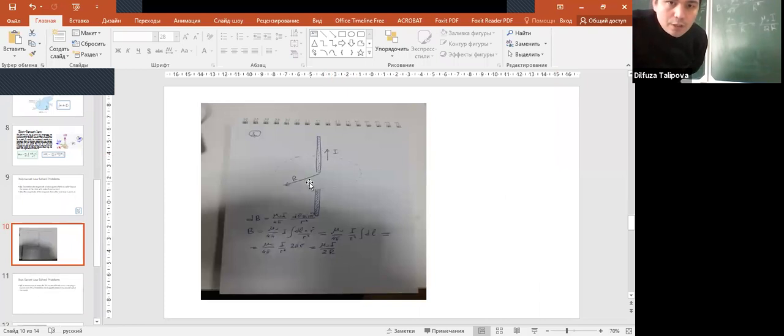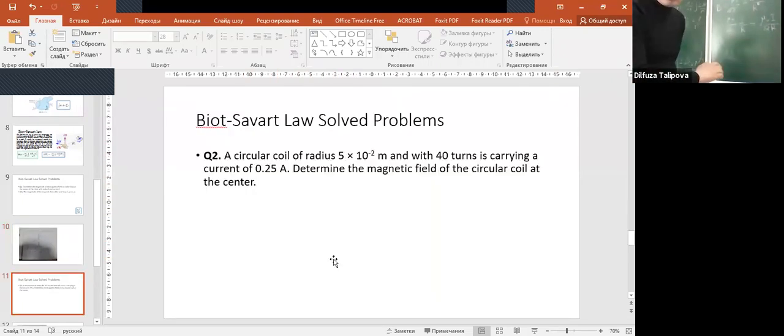So if we have the wire and the current is carrying in this direction, and we have the circle here with radius R, the magnetic field is equal to mu0 multiplied by I divided by 2R. Okay. And the next example.